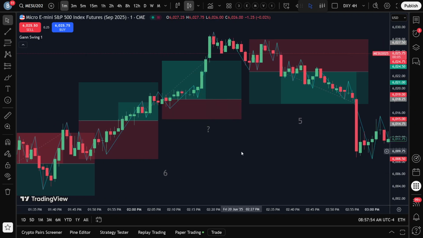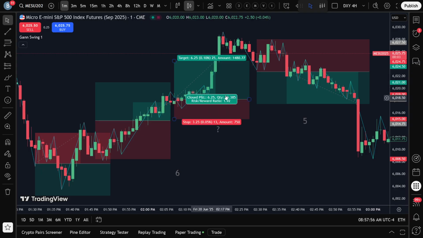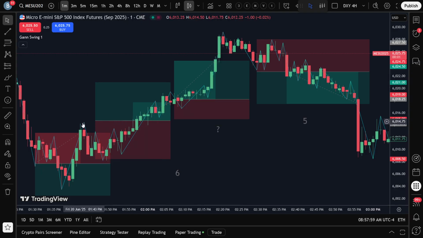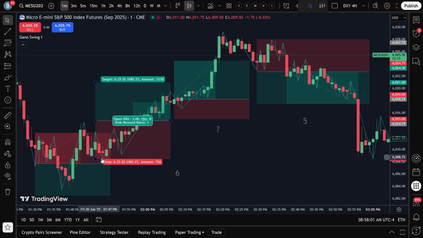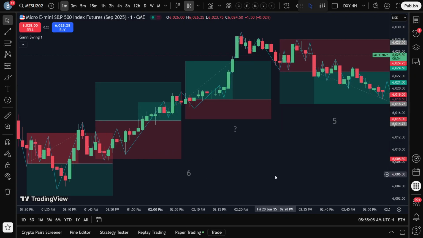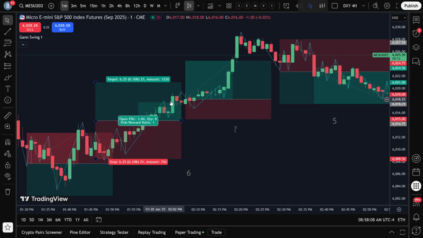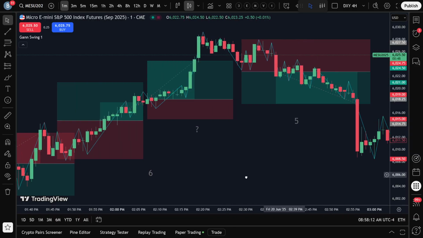I'm not sure. Oh, I see what I did here. I put this over here in case you didn't want to take this and you wanted to stick to the second swing rules, then your entry would be here and you would have won that trade too.